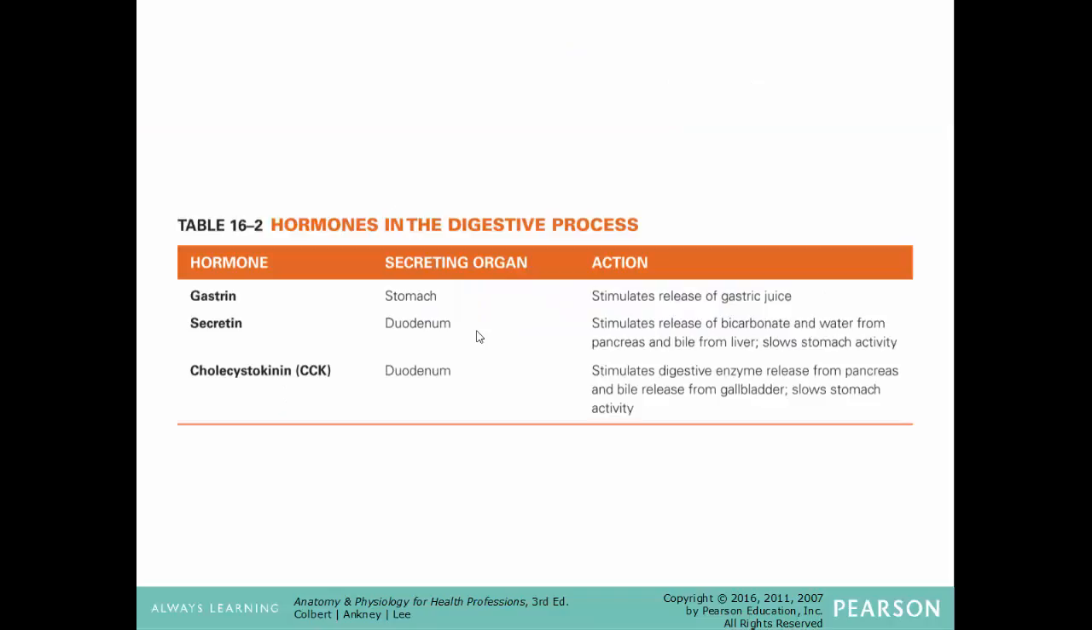Here's a list of the hormones found in the digestive process and what organ they're from and their action. Gastrin is made by the stomach, which will cause the release of gastric juice. And the more gastric juice you have, the more quickly you're able to digest the food that's there. Secretin, this is secreted by the duodenum. This will stimulate the release of bicarbonate ion from the pancreas and also bile from the liver. This will also slow down stomach activity. And then you have CCK, also secreted by the duodenum. This will stimulate the release of bile from the gallbladder, and it will also act to slow down stomach activity.